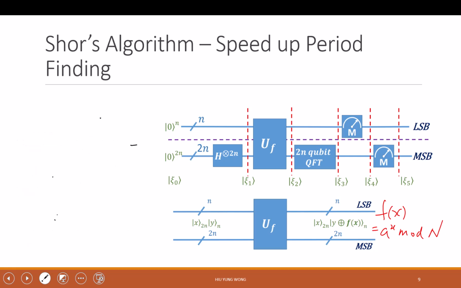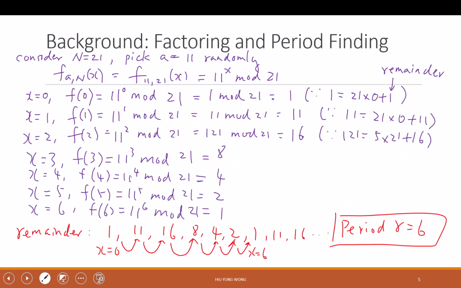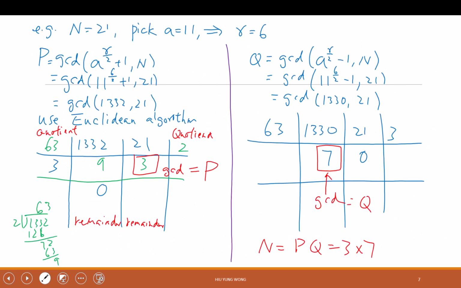Again, let me remind you, classically, to find the period, I need to evaluate f of 1 all the way to f of 6. If it is a very big number, you need to do 1 million computations until you hit the period. But with quantum computing, you just get it out. You don't know exactly the value of each of them. You only know what R is. Okay, so that is the idea.